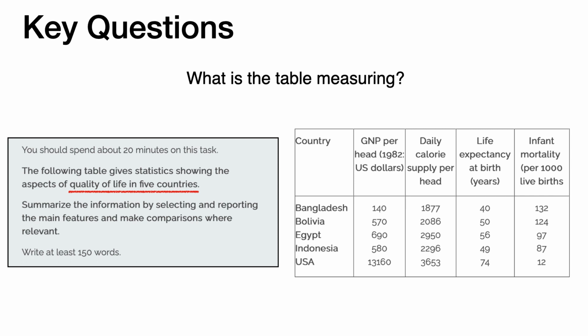So you can get information from the prompt, but you also want to look at the table as well to see what else is there. So obviously it's looking at GMP, calorie supply per head, daily calorie supply, life expectancy, infant mortality. So you need to carefully analyse the prompt and the table to see what you're actually going to be looking at.